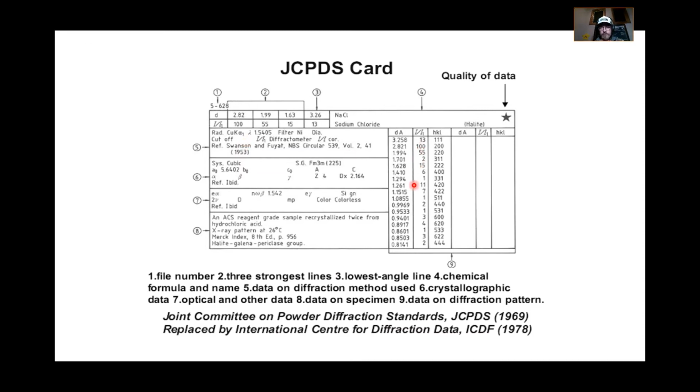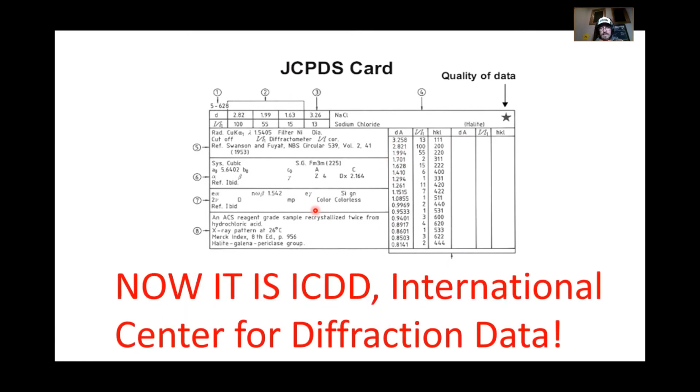It tells you the different reflections. So the first reflection they saw was 111. The second one they saw was 200. And it tells you the different D-spacings. Nowadays, it's ICDD, the International Centre for Diffraction Data. It costs a lot of money to get the licenses to use these databases, so bear that in mind.